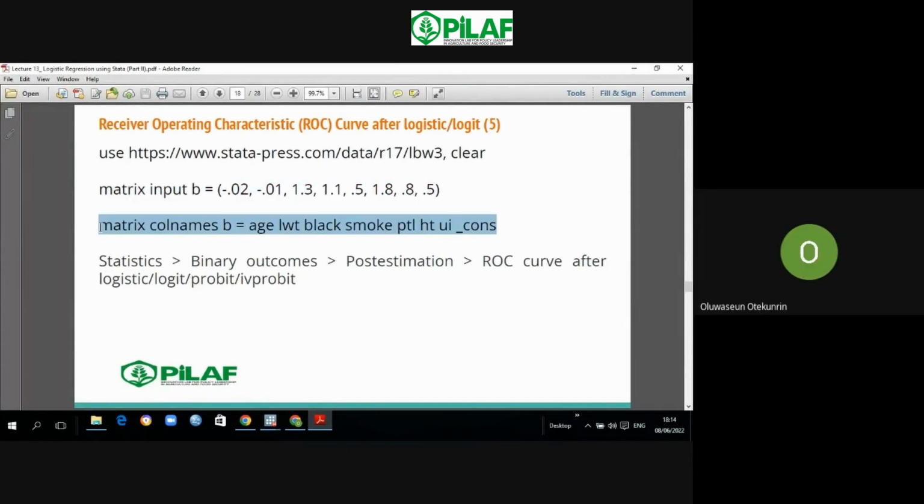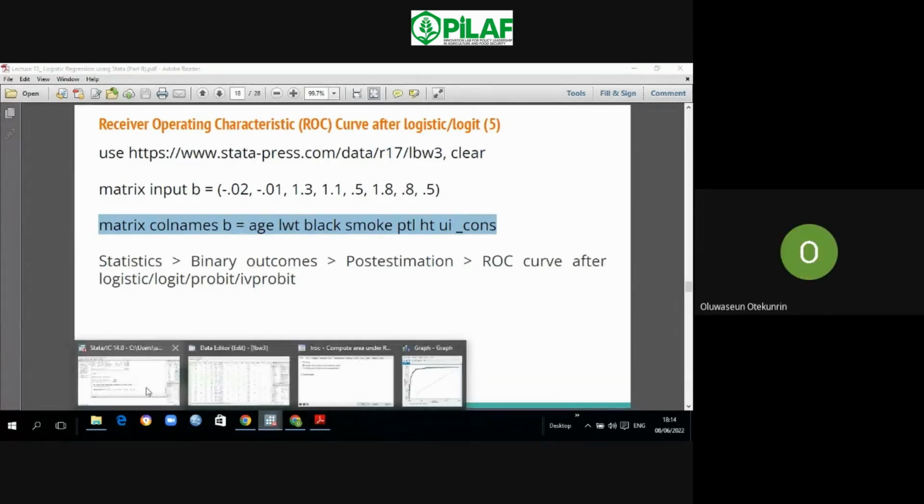The next line is matrix column names. We're talking about the variable names now. The first one is for age, the next is LWT, then black, smoke, PTL, HT, UI, and the last one is the constant. So let's copy it and paste it into the command window.